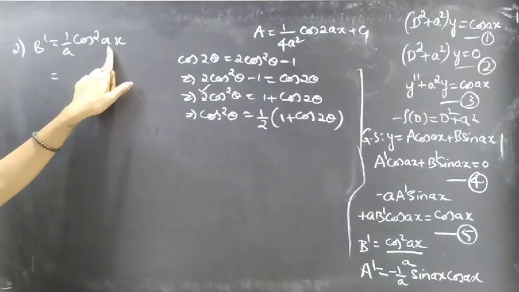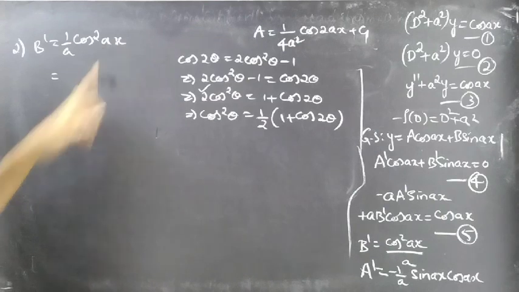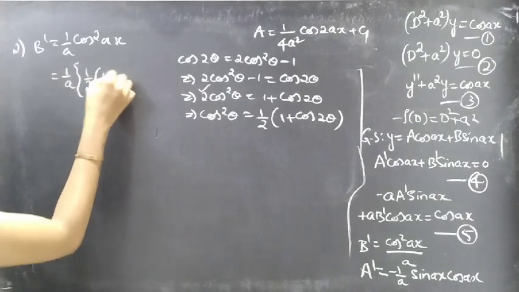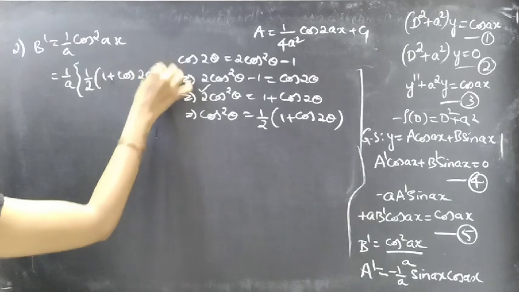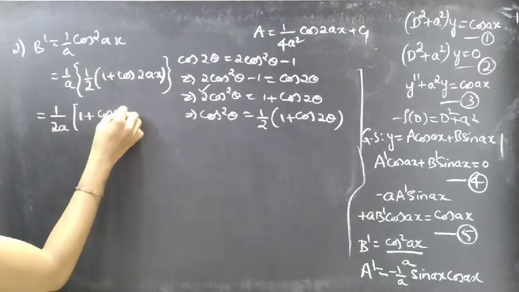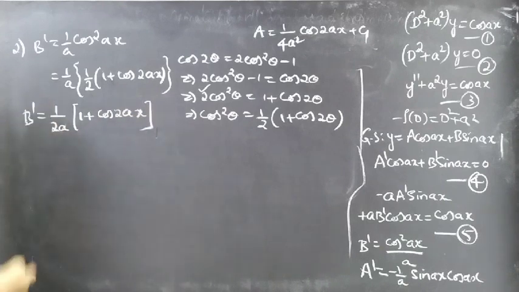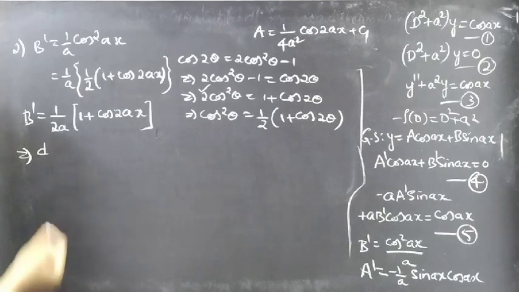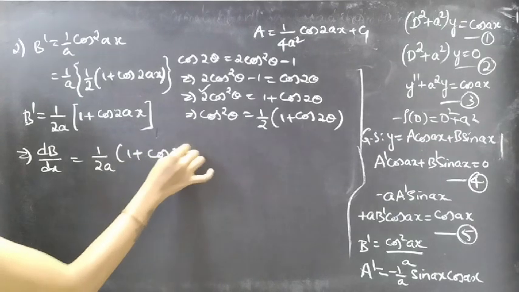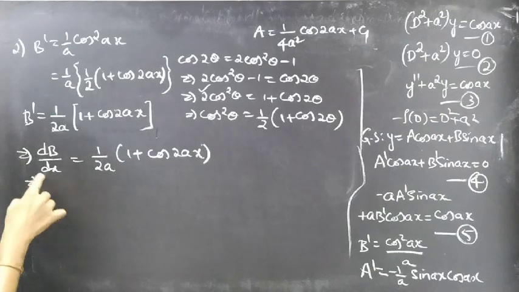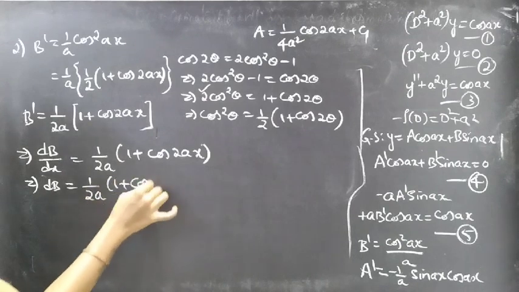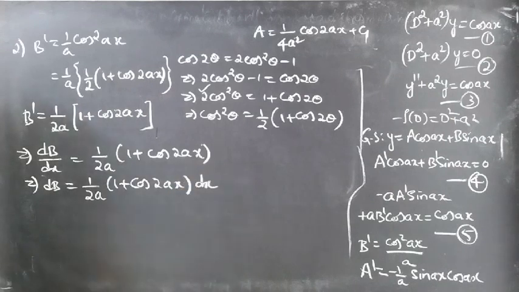Let's replace theta by ax, then we'll get 1 by a of 1 by 2 into 1 plus cos 2ax, which is equal to 1 by 2a into 1 plus cos 2ax, right? And B dash is nothing but the derivative of B with respect to x, which is equal to 1 by 2a into 1 plus cos 2ax. Now let's separate the variables by taking dx to RHS. We'll get dB equals 1 by 2a into 1 plus cos 2ax into dx. Here the variables are separable.